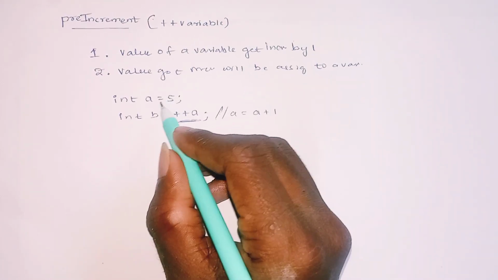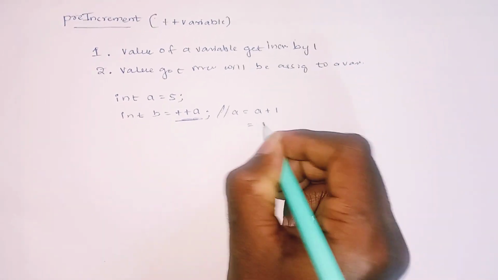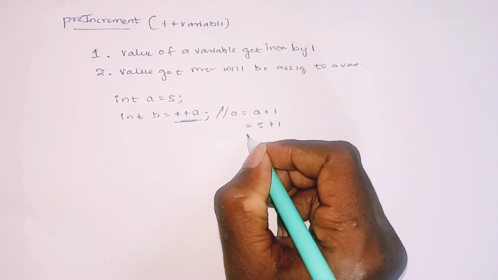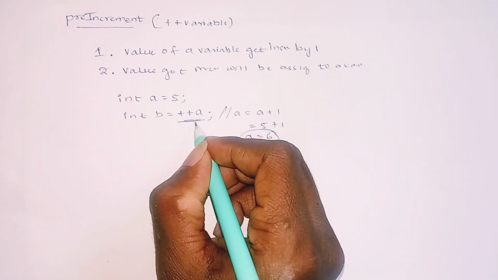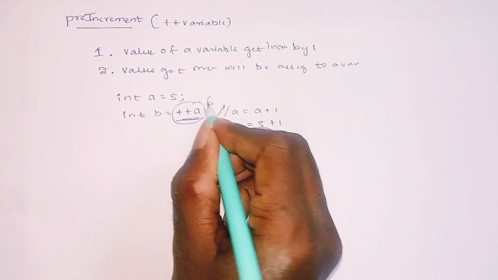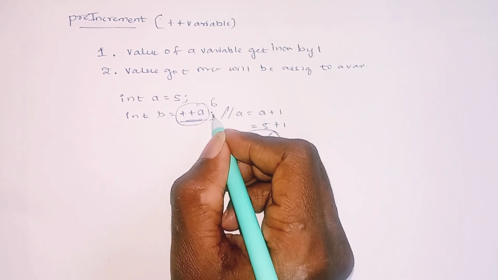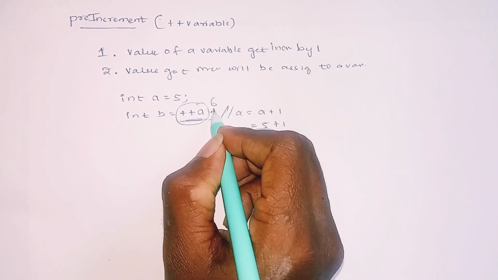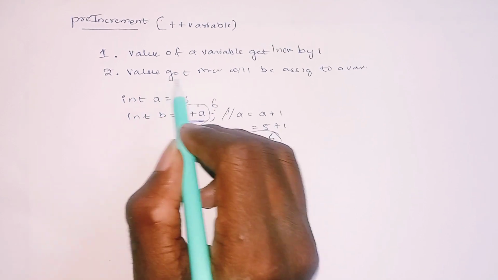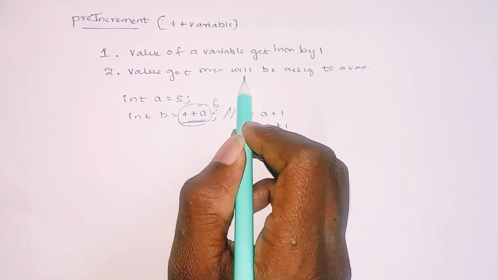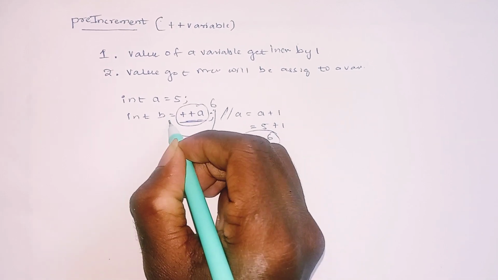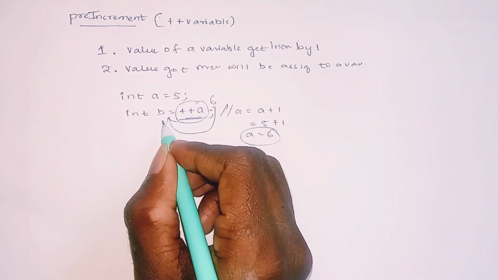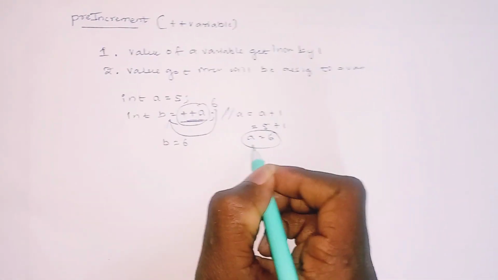So the value of a is 5, so it becomes 5 plus 1, that is 6. Now a becomes 6. This is the first step that we perform, and then the second step is the value that got increased will get assigned to a variable. So this particular value that got incremented will be stored into this variable. So here b becomes 6 and a also 6.